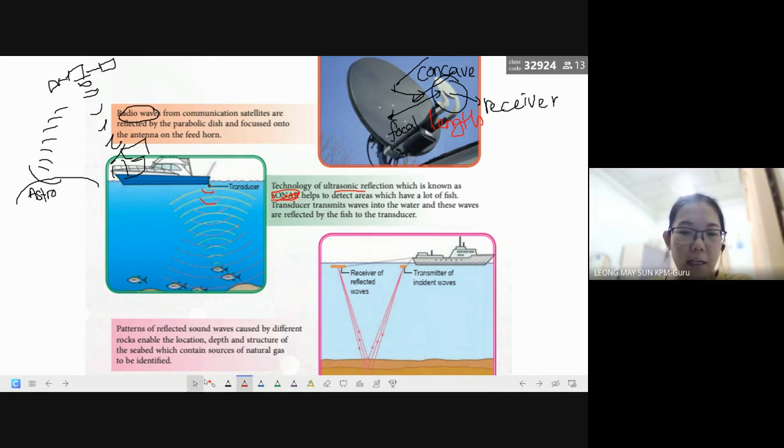And then after that, another one, this one is also for the seabed. All right, patterns of reflected sound wave caused by different rocks enable the location, depth, and structure of the seabed, which contains sources of natural gas, to be identified. Again, they actually send the wave down, all right, and then it will bounce back up.